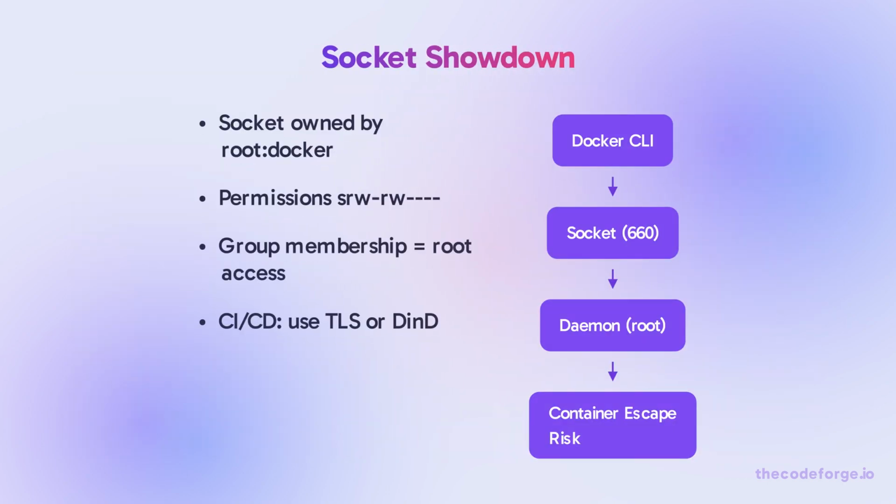The socket is owned by root:docker with permissions 660. Only root and Docker group members can access it. This is a security boundary. Adding a user to the Docker group gives them root-equivalent access. Never add CI users to the Docker group. Use TLS or DinD instead.